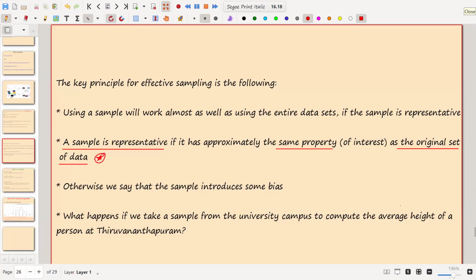So this line is a very basic line. I think everyone should understand this line. Otherwise, we say that the sample introduces some kind of bias. A bias is something like this. What if we take a sample from the university campus to compute the average height of a person in Tirunelveli? That is wrong, right? The height of university students will not represent the height of people in Tirunelveli. So this sample is not a representative sample. I hope that is quite clear.